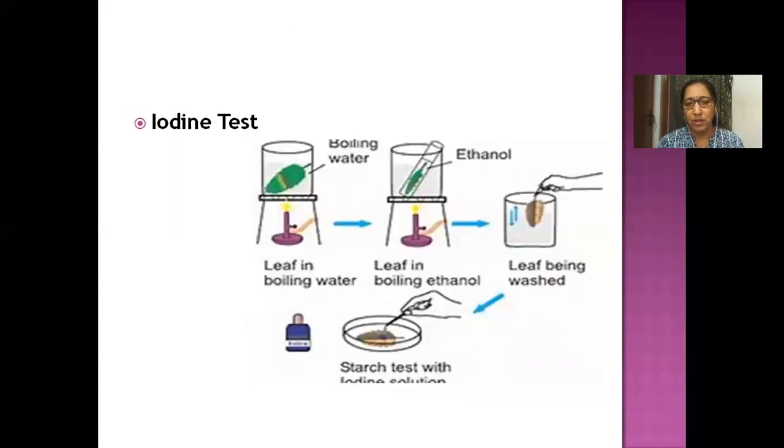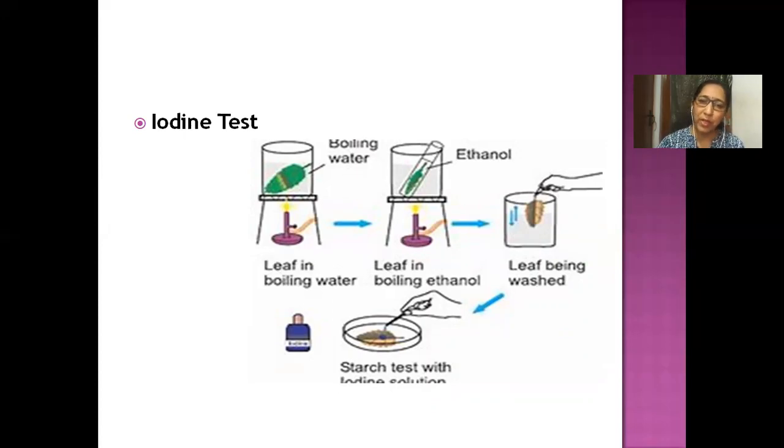Dear students, now we are going to learn in detail about the three experiments which deal with showing that sunlight is necessary for photosynthesis and chlorophyll is necessary for photosynthesis as well, and that starch is synthesized during photosynthesis. For all this, one basic test is there, that is the iodine test.